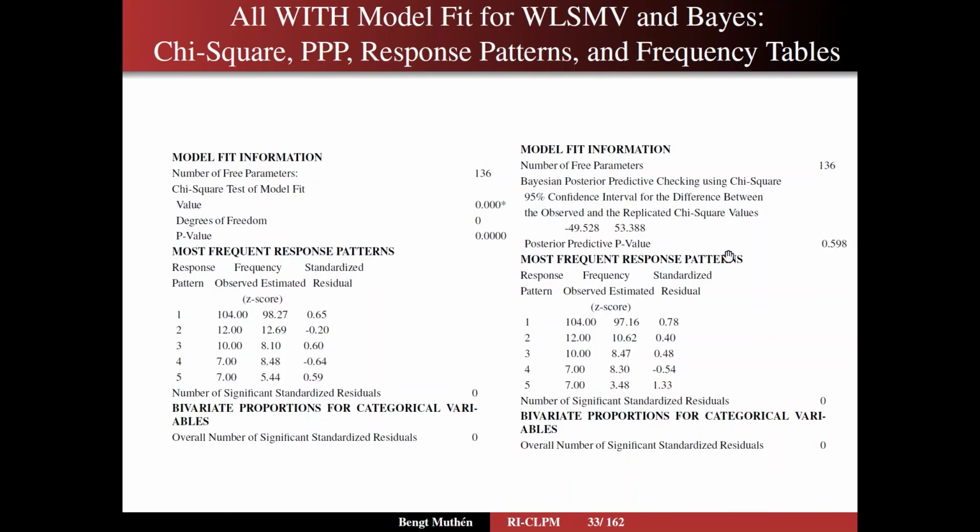Now, if you take a look at the most frequent patterns again, you see that the estimated values are a little bit different for Bayes, 97 instead of 98 for WSMV, and therefore the standardized residuals would be a little bit different. Some are worse and some are better for Bayes. But overall, none of them is statistically significant, and there are also 0 bivariate proportions that are significant. So once again, the model fits chi-squared naturally because it's an unrestricted model, but it also fits in terms of fitting the observed data in terms of the response patterns and the bivariate patterns. It also fits the univariate proportions, but I didn't list that here.